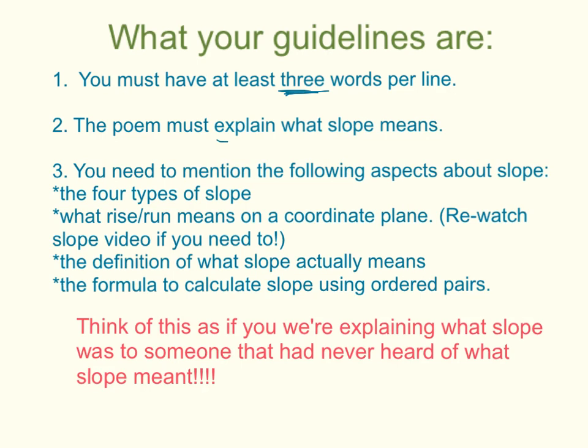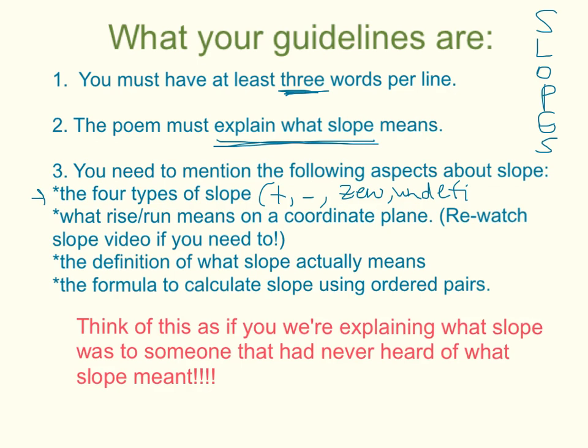The poem must explain what slope is. The word that we're going to be spelling out is actually slope. It's slopes with an S. And it's got to be about slope. Okay? You need to mention the following aspects about slope. I need to know the 4 types of slope, which are positive, negative, 0, and undefined. I need to know what rise over run means on a coordinate plane.